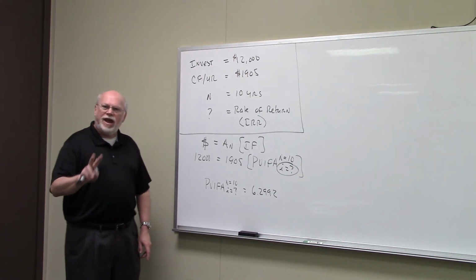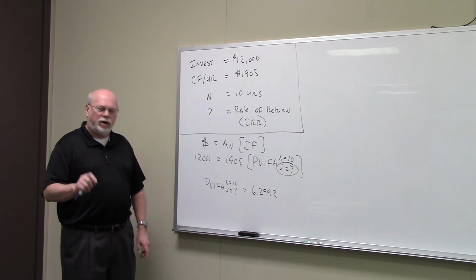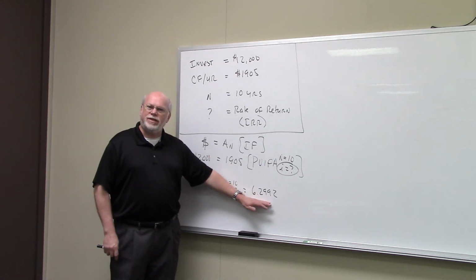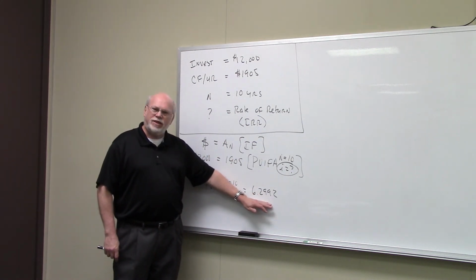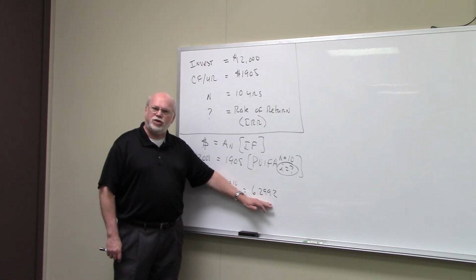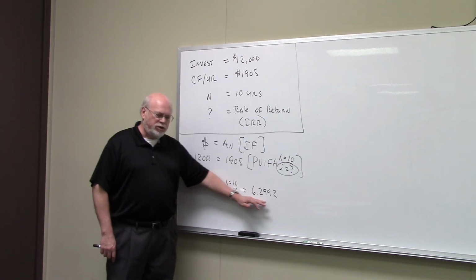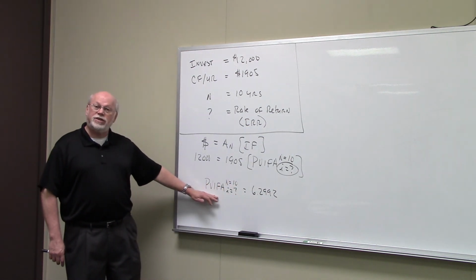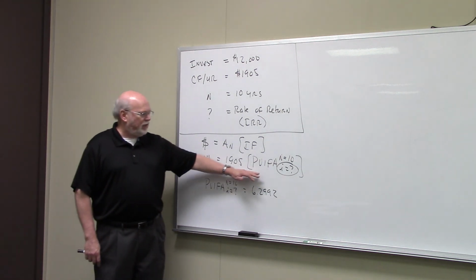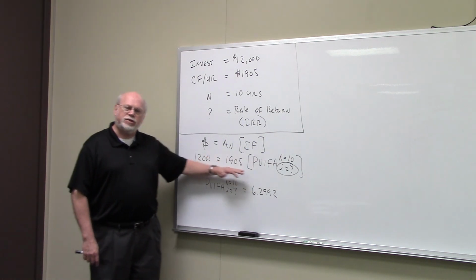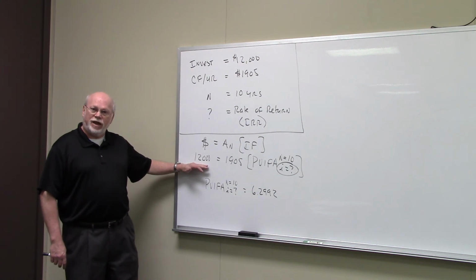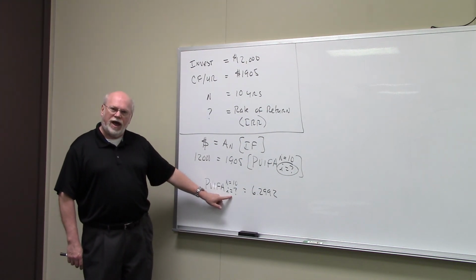A common error in rate of return is that people get to this point and they think that the rate of return on the investment is 6.2992. That's wrong. 6.2992 is the interest factor, in this case your PVIFA, that sets the present value of the inflows equal to the present value of the outflows. We're looking for this little I right here.